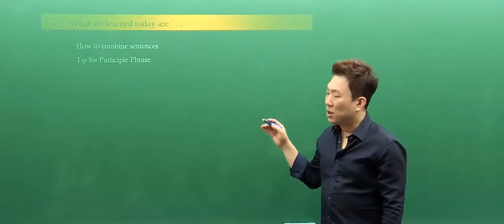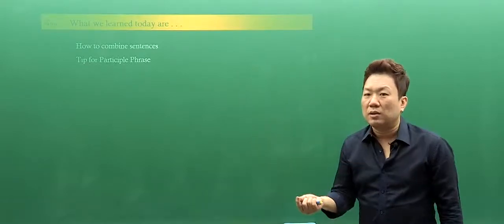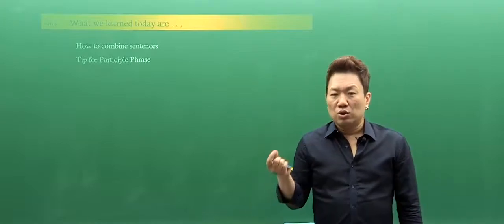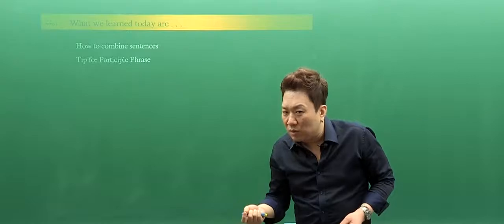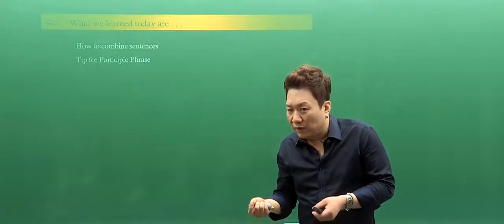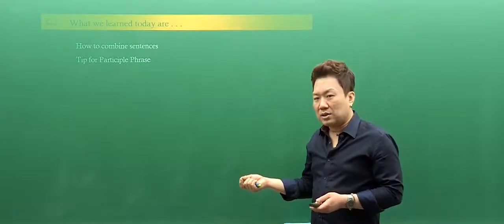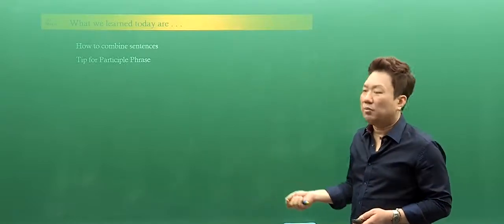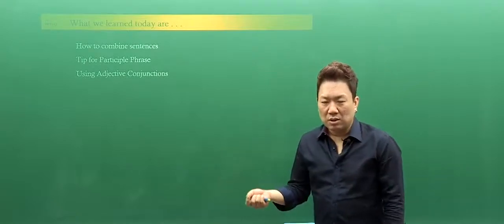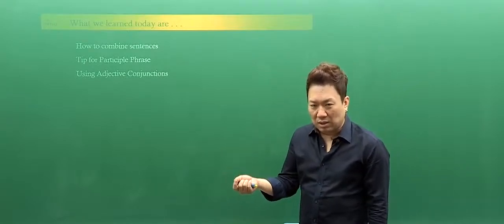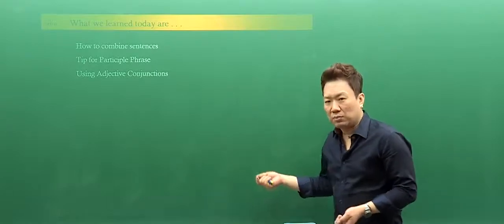And tips for the participle phrase, right? When do we use the participle and what kind of characteristics? You have to carefully pay attention to the sentence, right? To find the clue, right? The subject and verb of the second sentence are underlined. Yeah, normally it happens, right? Okay, and using adjective conjunctions. Only the subject is underlined. There's a huge possibility you use the adjective conjunctions. I talked about it, right?